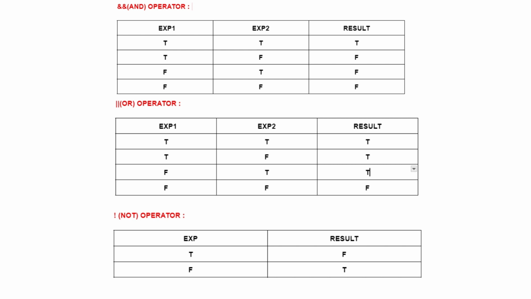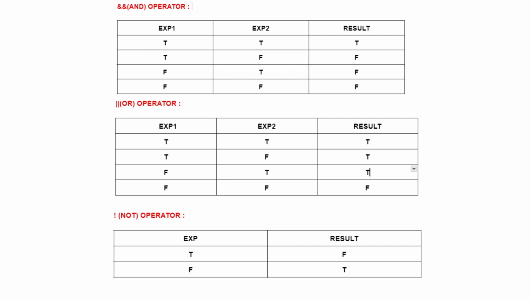If both results are false, the result is false. Look at the OR operator table. If both expressions give true as a result, the result is true. If any one of the expressions gives true as a result, the result is also true. If both expressions give false as a result, the main result is false.